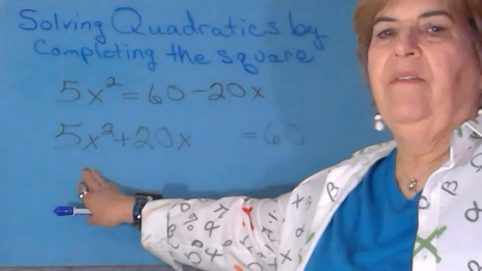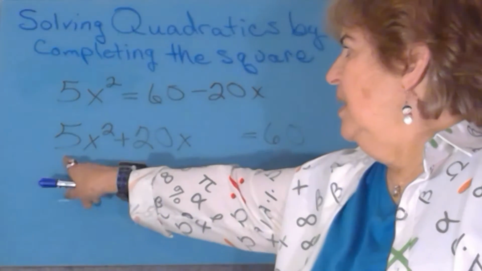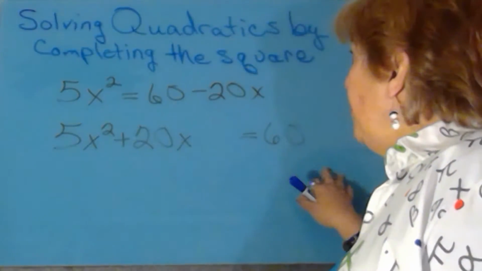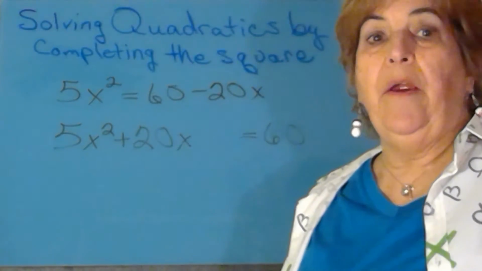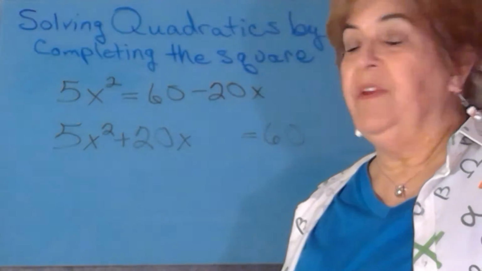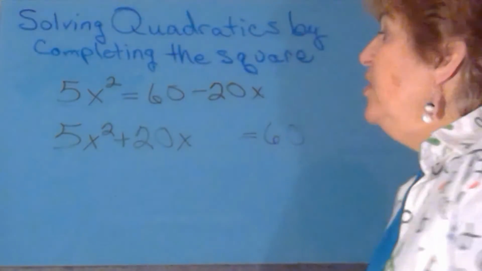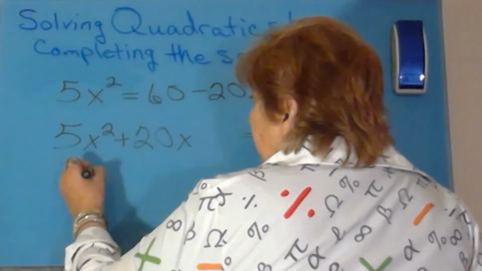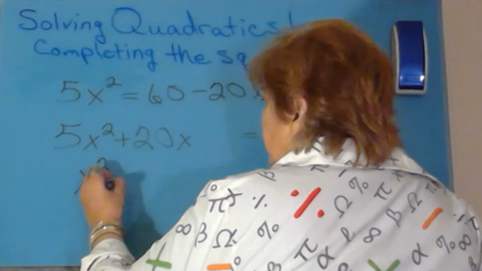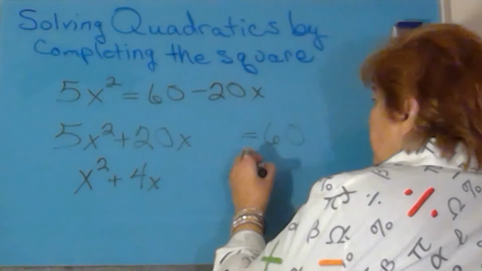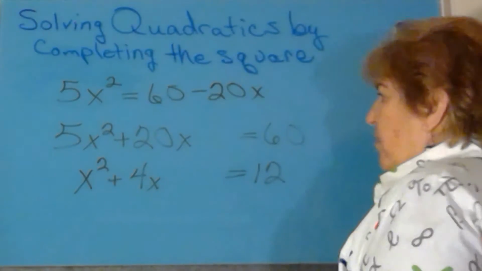You need to have the x squared by itself. For this problem, you can divide the entire equation by 5, as long as you do the same thing on the left as you do on the right. So that's going to give me x squared plus 4x equals 12.